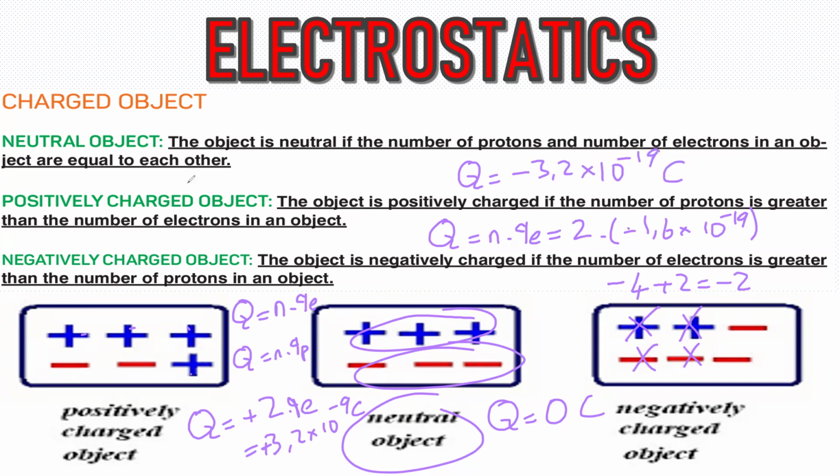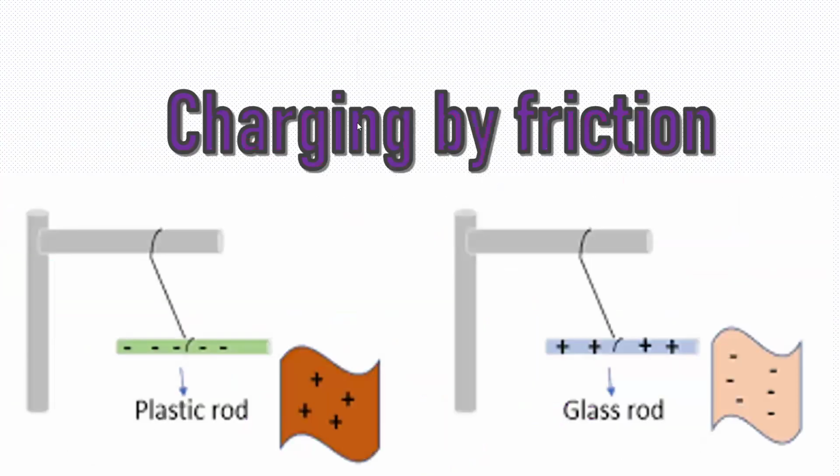All right, I hope everything is clear. So we have three different charged objects: neutral, positively charged, negatively charged. Neutral charge, same number of protons and electrons. Positively charged, more protons. Negatively charged, more electrons.